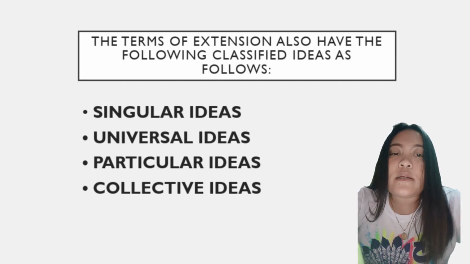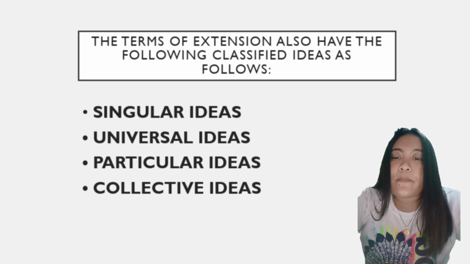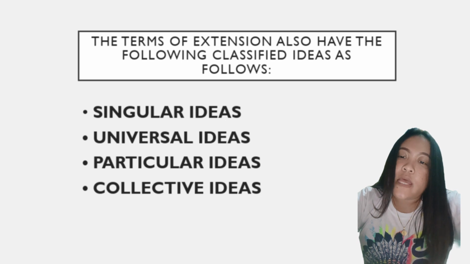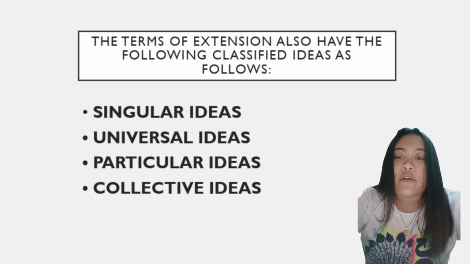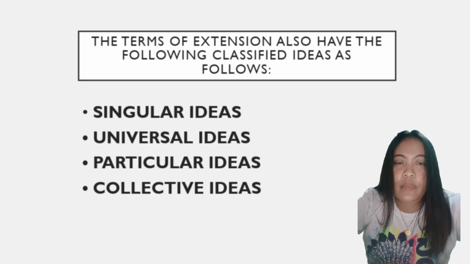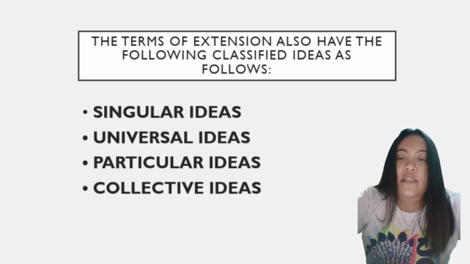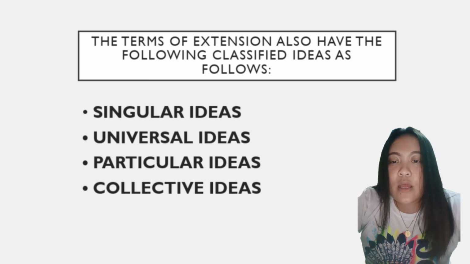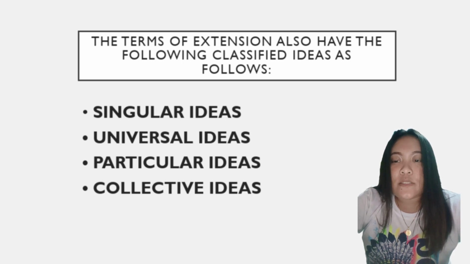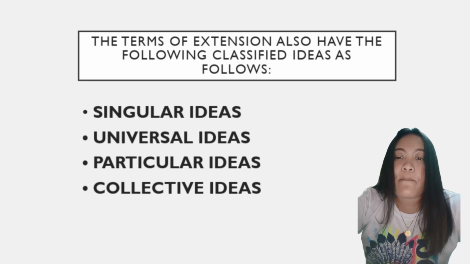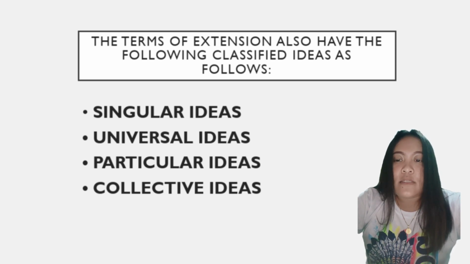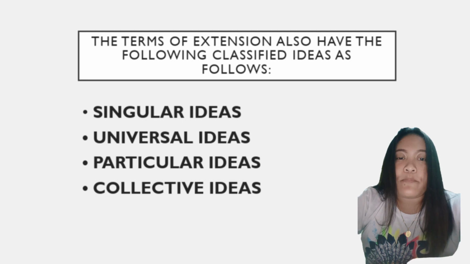Next are particular ideas. These apply to some members of a class. Examples are half a dozen, quarter of a century, several ladies, and few devotees. And lastly, the collective ideas. It applies to all members of a class counted as one. Examples are UST Philates batch 1968, the Thomasians, and the Christendom.